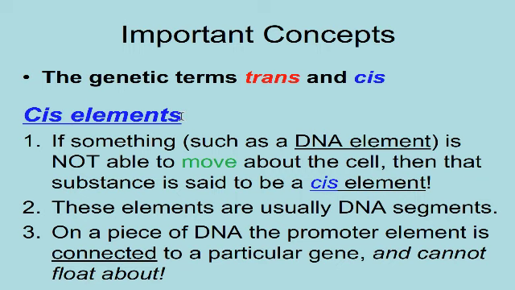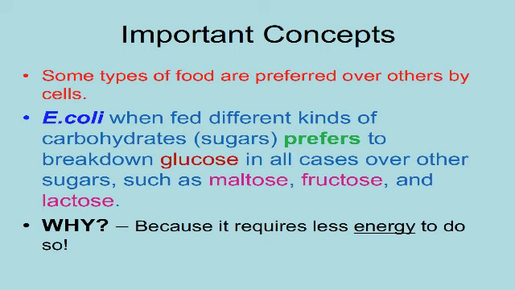And factors are normally proteins, and elements are normally regions on the chromosome as part of a gene. An example of this would be a promoter element tied to a particular gene. So the important thing is, unlike trans factors, these components are unable to float about the cell and thus have a fixed location.